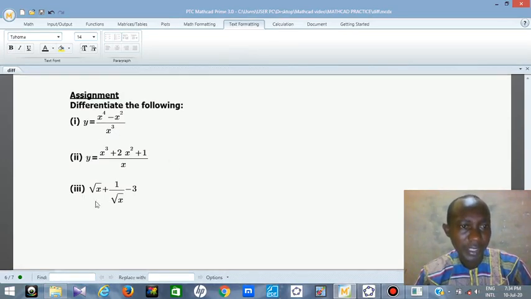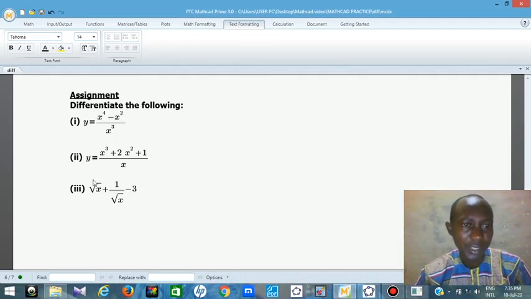You can see number 3, you have a square root here. Put it in the right order, use your law of indices, arrange it in polynomial form. So when you have it in that form, you can use the basic rules, the power times the coefficient, and just like that, and that is all.